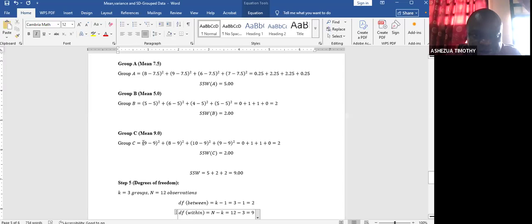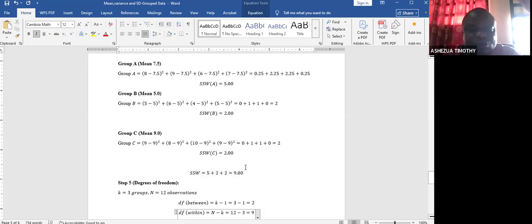Ladies and gentlemen, for group C, we have 9 minus 9. The mean is 9, squared, plus 8 minus 9. You do that and you have 2. So the sum of squares within is 5 plus 2 plus 2, which is 9.